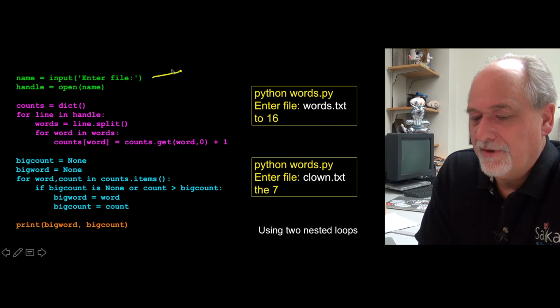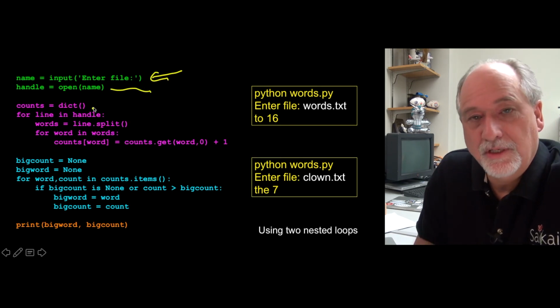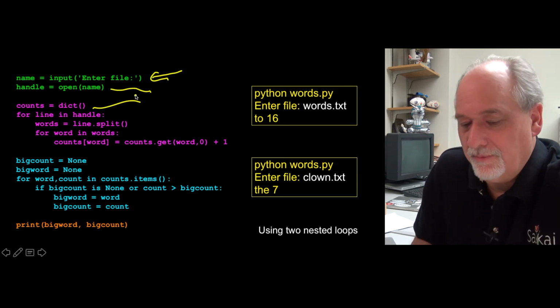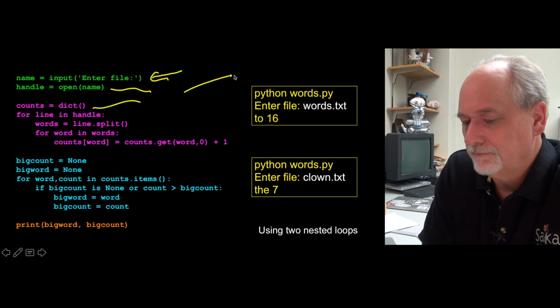So we're going to ask for a file name. Then we're going to open the file name. Then we're going to make an empty dictionary. Again, this is all stuff you've done before. And then we're going to have an iteration variable that's going to go through the lines in the file.